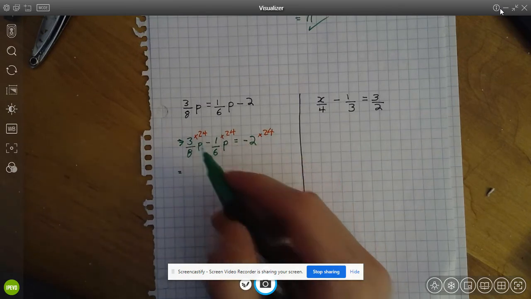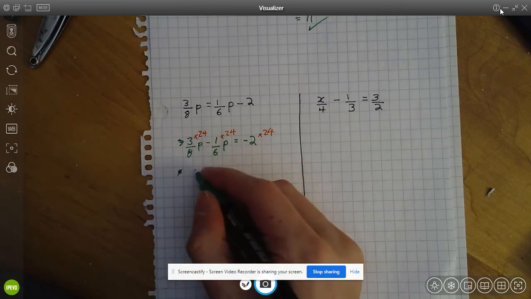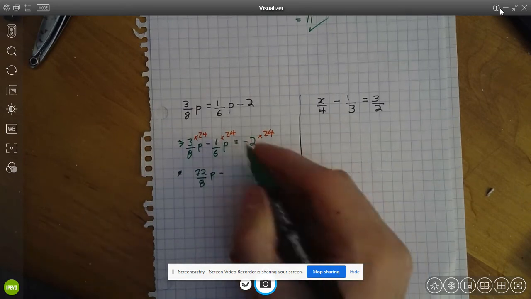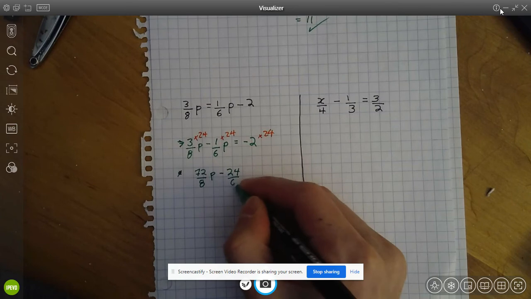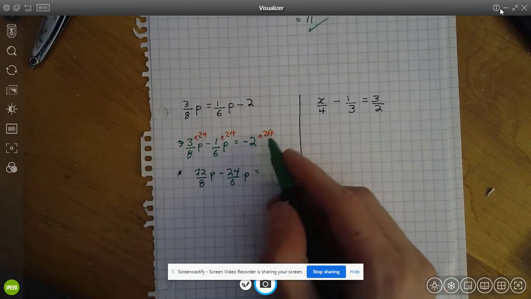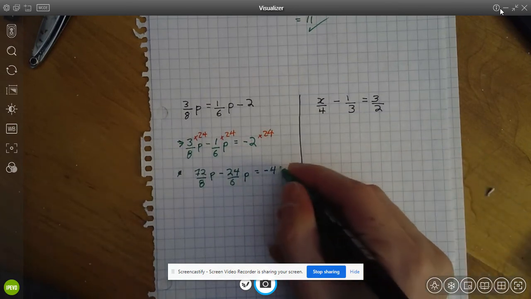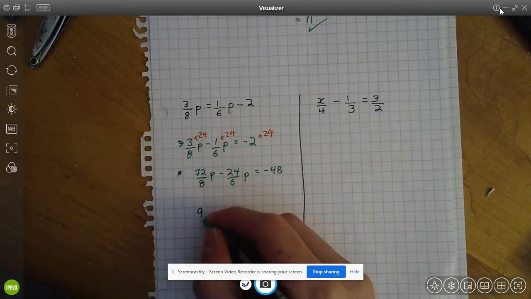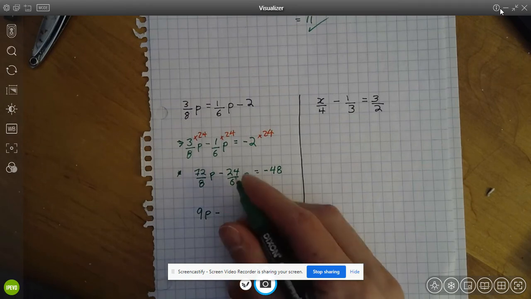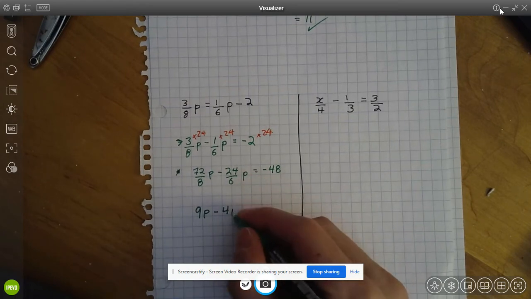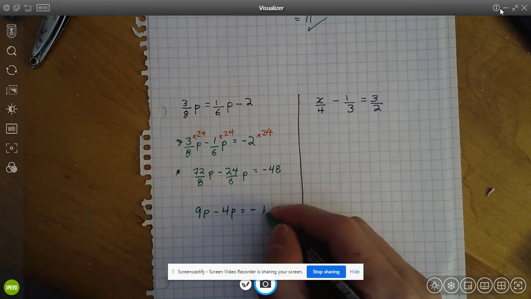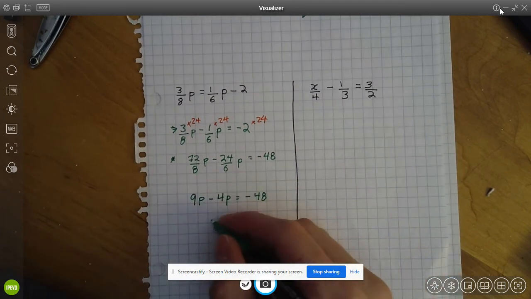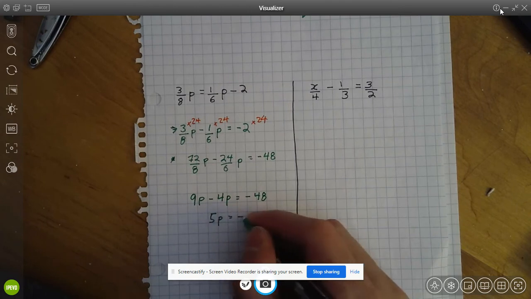So I've got 3 times 24, 72 over 8p. I've got 1 times 24, so that's going to be 24 over 6p. And I've got -2 times 24, which would be -48. And now I can simplify. 72 divided by 8 is 9, so I've got 9p. 24 divided by 6 is 4, so I've got 4p equals negative 48. So again, I'm going to collect my terms. So I've got 5p equals negative 48.